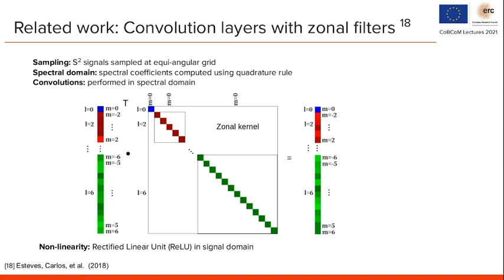Since transformations between the spectral and SO3 signal domain only to apply nonlinearity are still computationally expensive, Esteves et al. proposed a model which contains axially symmetric zonal kernels. Convolution between an S2 signal and a zonal kernel gives a signal in S2 as well. As in the work of Cohen et al., the model takes as input S2 signals sampled at equiangular grids. Spectral coefficients are computed using the quadrature formula, convolutions are performed as a product in the spectral domain, and the ReLU nonlinearity is applied in signal space.